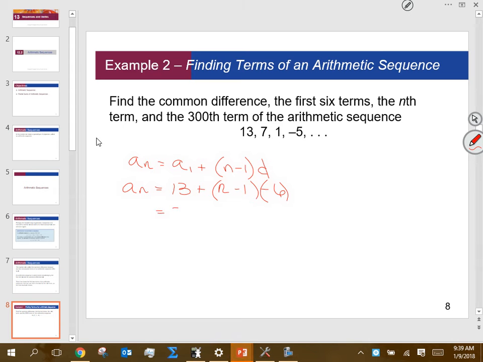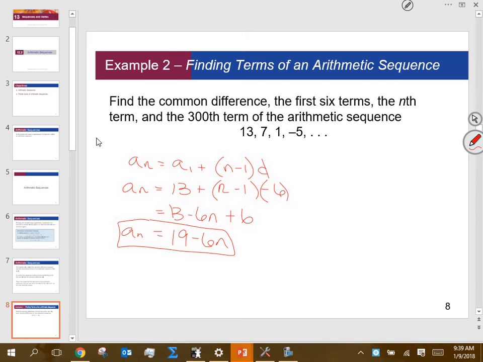So you get 13 minus 6n plus 6. So we get 9 minus 6n. And that's not right. 13 plus 6 makes things a little bit better. So what's that give me? 19, sorry, bad. 19 minus 6n. Okay? So that is the rule then. That is the rule for that arithmetic sequence.